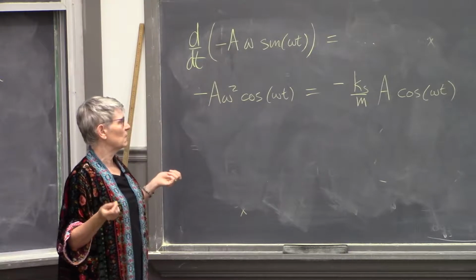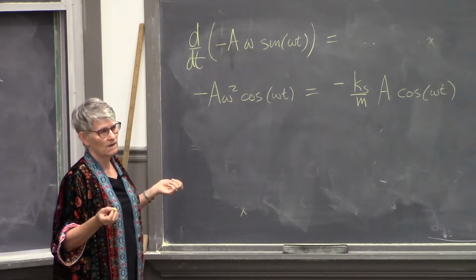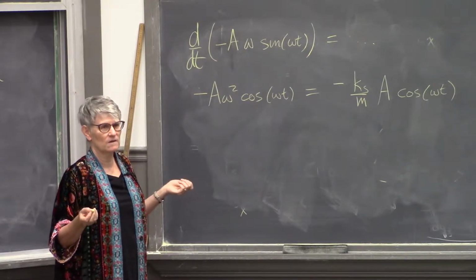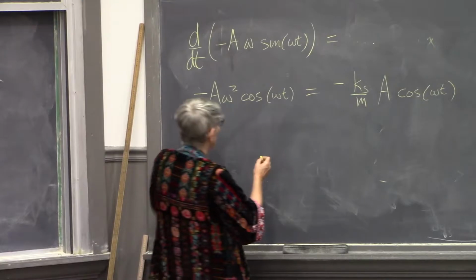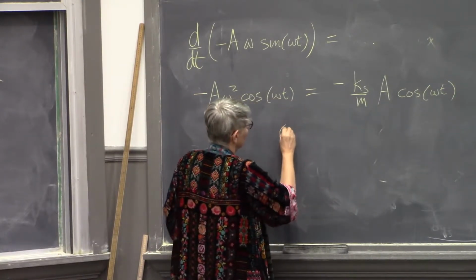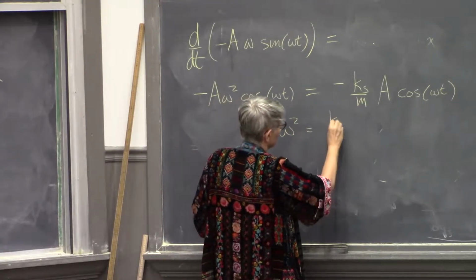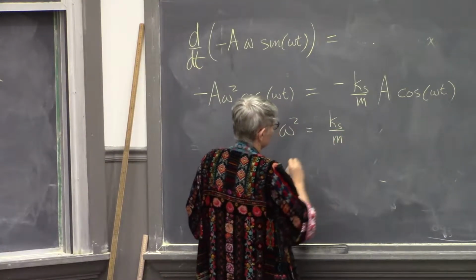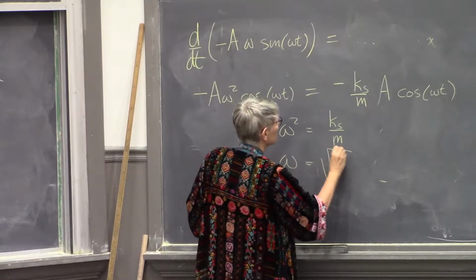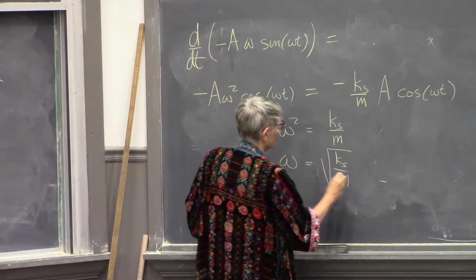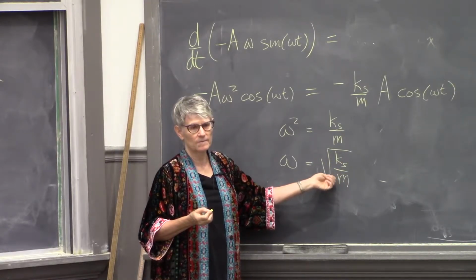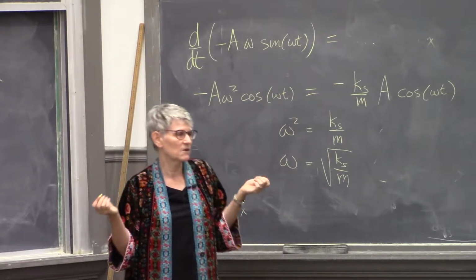And this works if what? So we get rid of everything that's the same on both sides of the equation. So we've got the minus sign is the same, the A is the same, the cosine of omega t is the same. So we're left with omega squared is equal to the spring stiffness over the mass, which would mean omega is equal to the square root of stiffness divided by the mass. And then this would be a solution.